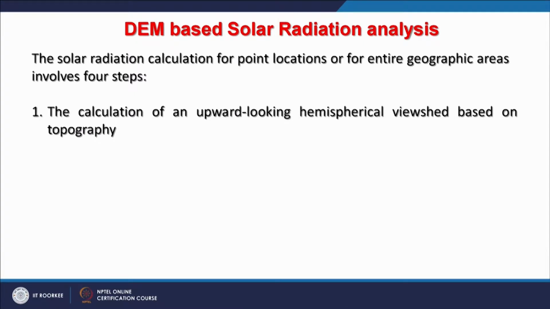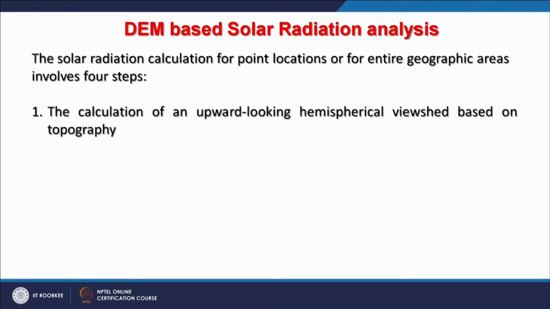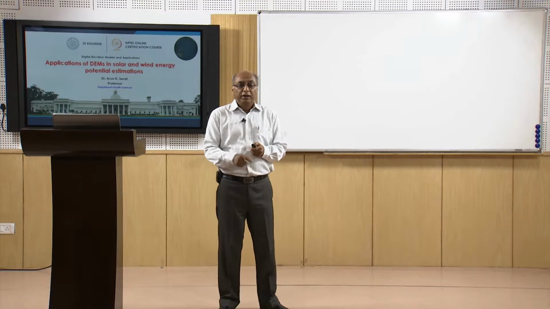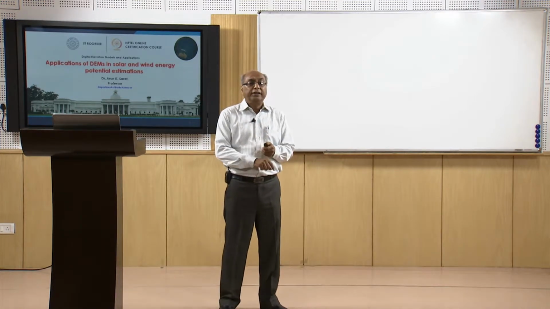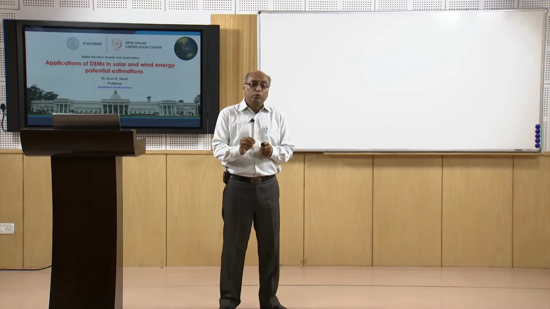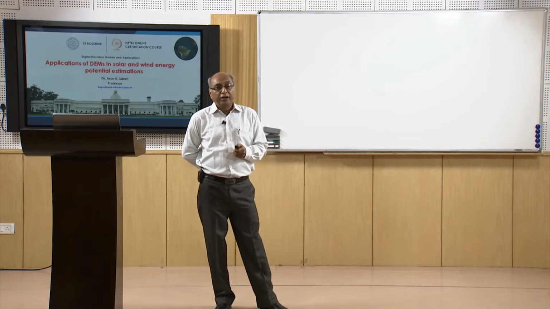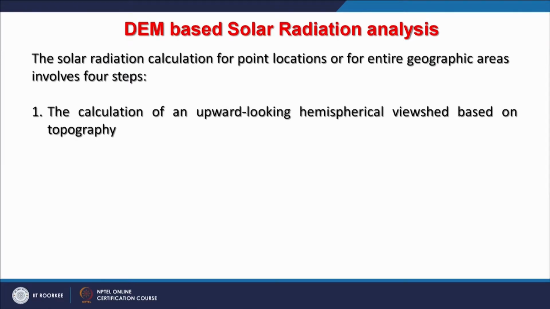Now there are 4 steps involved while calculating solar radiation based on a digital elevation model, and the first is the calculation of an upward looking hemispherical viewshed based on topography. So far we have not discussed the typical viewshed analysis based on a digital elevation model, but this viewshed which is used in case of solar radiation is a little different. That is only upward. The viewshed analysis which we will be discussing in future lectures is not really upward but looking along the horizon. So there are 2 different kinds of viewshed. One is for solar radiation, looking upward, another is looking along the horizon.